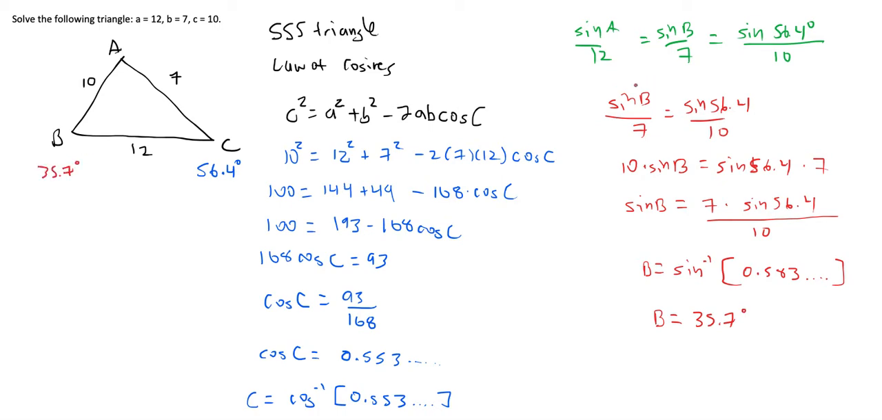Now, once again, you could use the law of sines to find the value of angle A, but in this case, we already know the other two angles. We know that the sum of the angles in a triangle is 180 degrees. So we'll just take 180 and subtract these two, and that should give us our answer. Angle A then is going to equal 87.9 degrees.